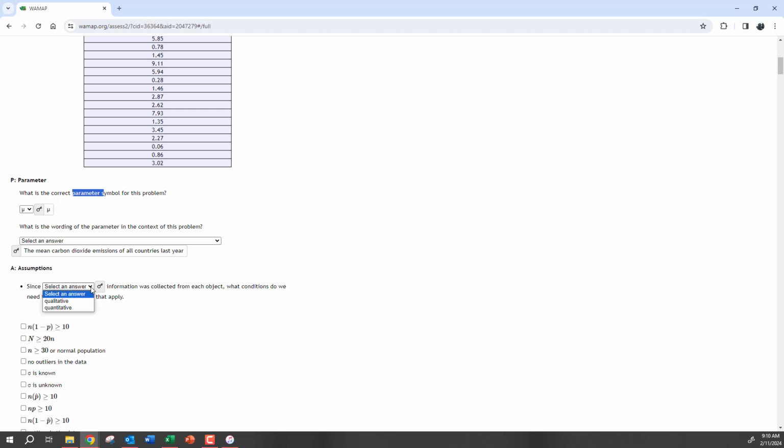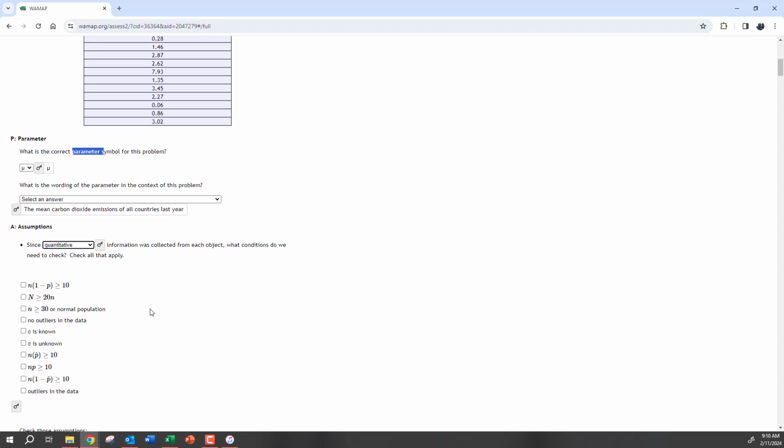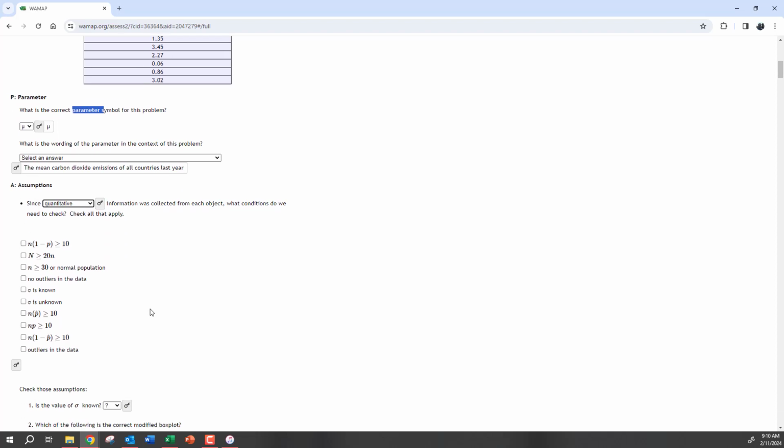Now this one, they're just asking us to figure out, okay, do we have numerical data or not? Yes, we've got quantitative data. And if we have quantitative data, then there are certain things we need to make sure. Well, since we're doing a confidence interval, we don't have to worry about this stuff, right? This n times p greater than 10 and or n times 1 minus p. And so this one and this one would be if we were doing a normal approximation to a binomial. And we don't have a binomial, remember? So those don't apply. But we do have quantitative data.